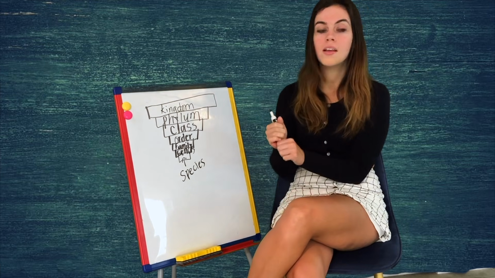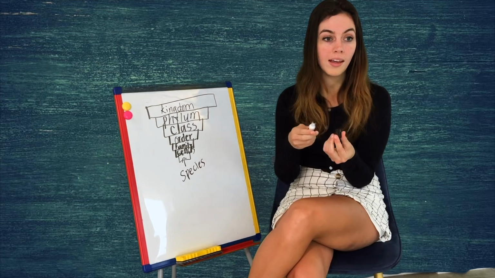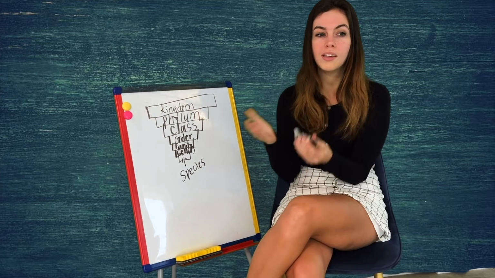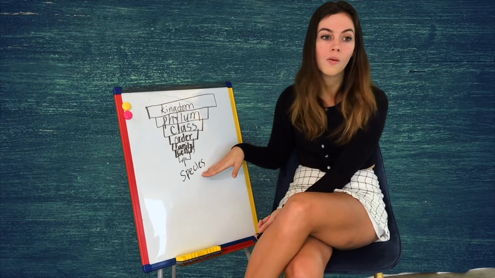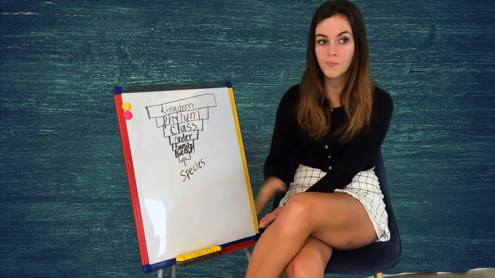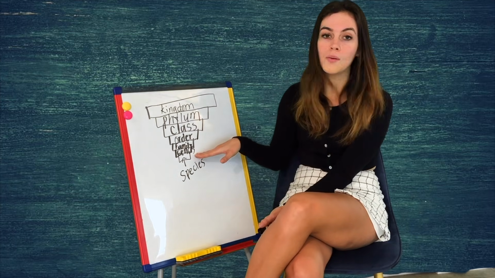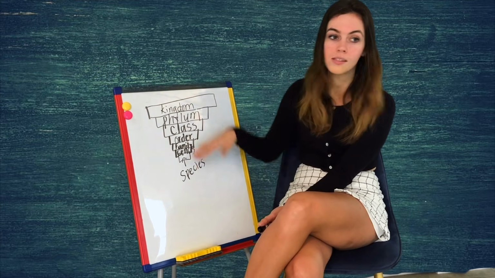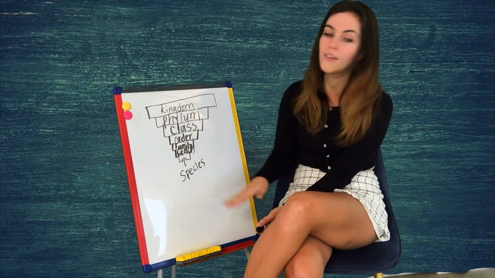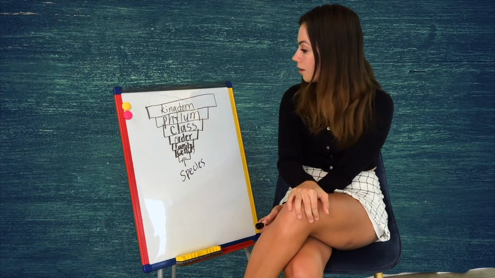Okay, so that's how we break up animals. Each species represents a single type of organism. So that's the lowest level of this pyramid that we have for the animals.